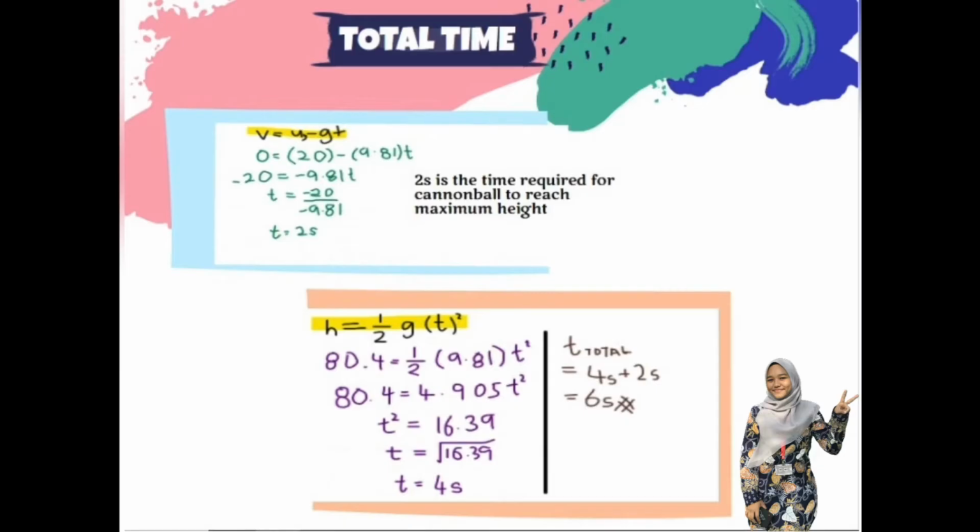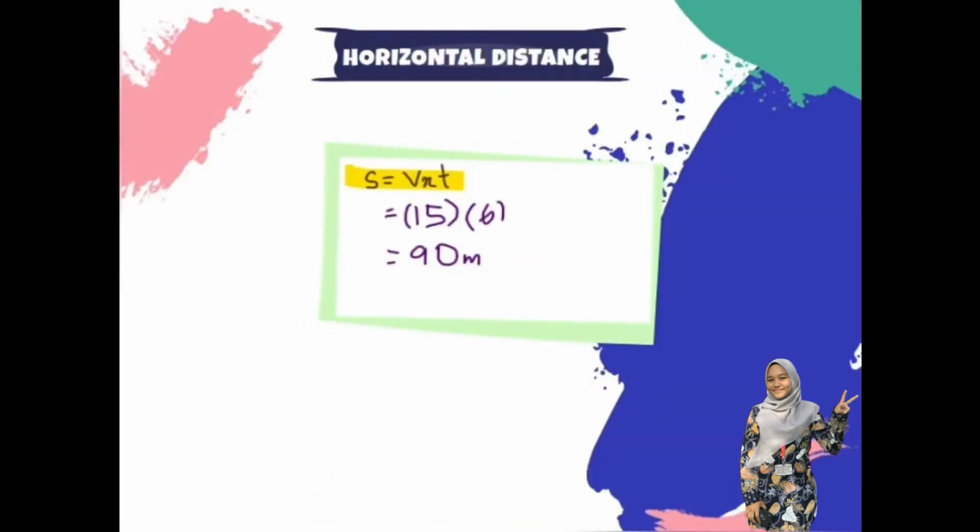And when we want to calculate the total time, we use the formula H equal to half GT squared and substitute the value, which is H is the maximum height is 80.4, and we will get the answer T equal to 4 seconds, and we find the total time 4 seconds plus 2 seconds, and we can get the total time is 6 seconds. Okay, last, when it asks about horizontal distance, just use the equation S equal to VT, which is the V is 15 and the T is 6, and we can get the value is 90 meter.